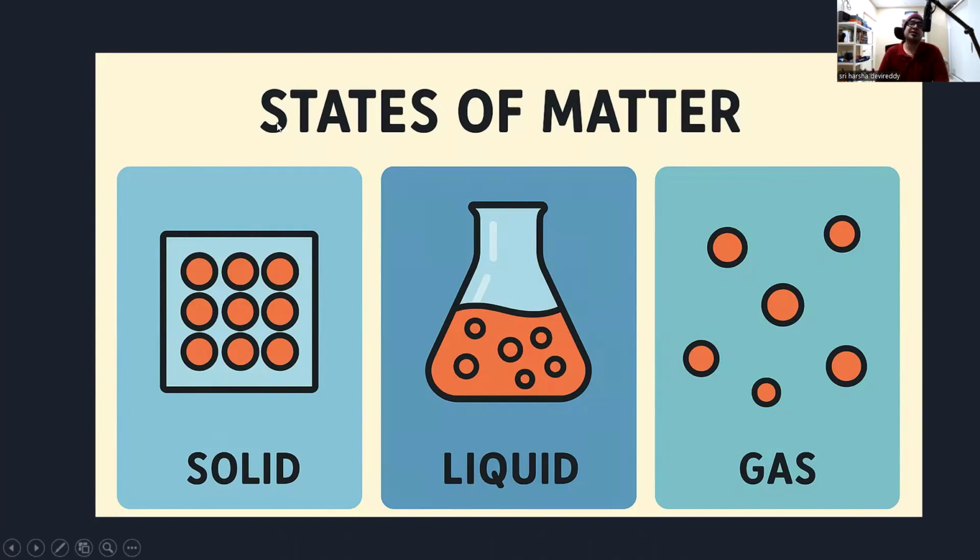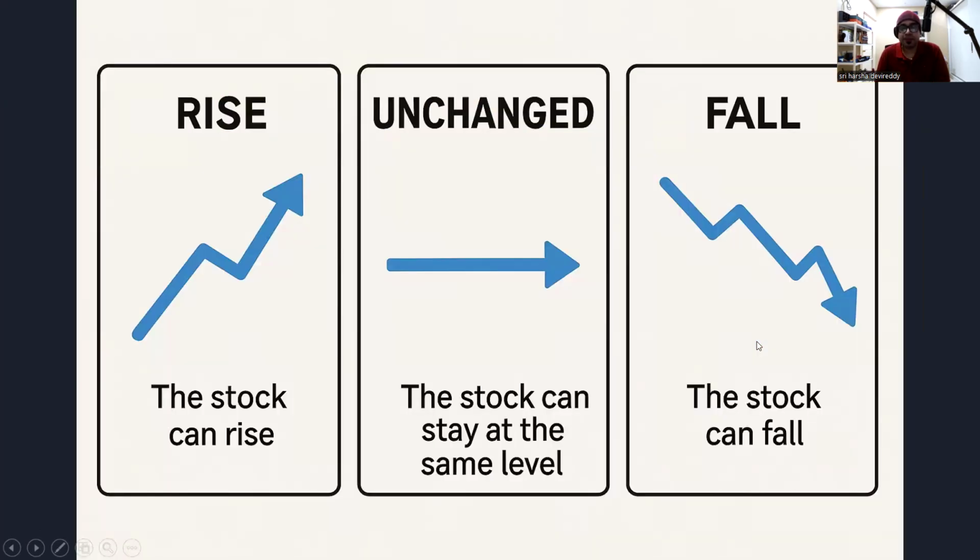But to understand this beautiful strategy, first we'll go to basics. What are the states of matter? It can exist in solid, liquid, or gas. These are the only states of matter. In the same way, either an index or a stock can have only three states. It can either rise, it can stay at the same level, or it can fall. These are the only three things that can happen to a stock. Nothing else can happen.